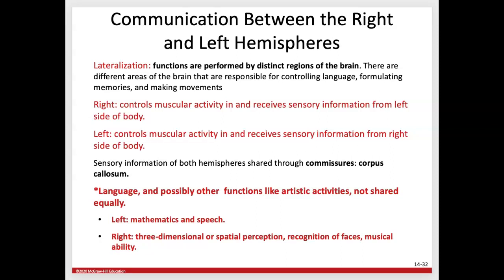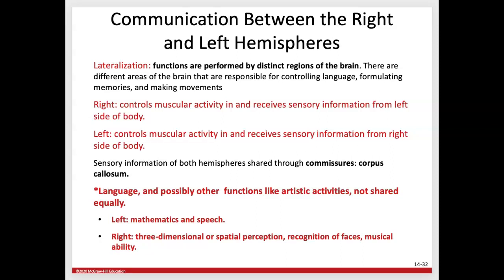Sensory information of both hemispheres is shared through commissures, known as the corpus callosum. And I did mention that the corpus callosum is what actually joins the brain together, that the hemispheres are not physically attached to each other, that those are separate, and that the two sides of the brain are attached through basically the corpus callosum as well as the brainstem.